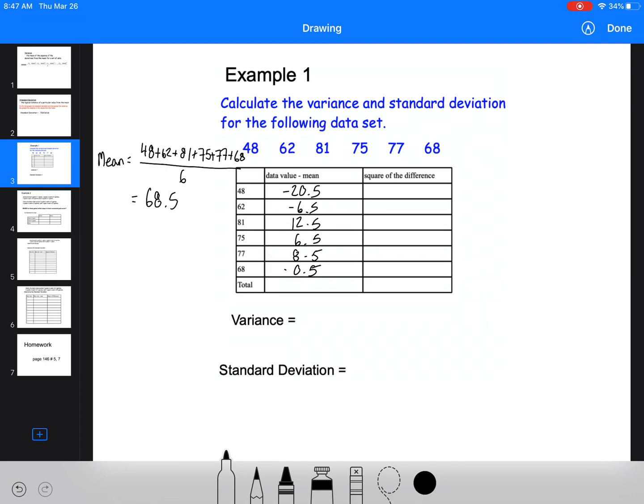Now the biggest mistake people make is that they keep that negative. When we square a value, we don't keep the negative. So the negative 20.5 becomes positive 420.25. The negative 6.5 becomes positive 42.25. All of the numbers are going to become positive because we're squaring them. Two negatives multiplied together becomes a positive. What do we got here? So this is 42.25. I'm just going through these.